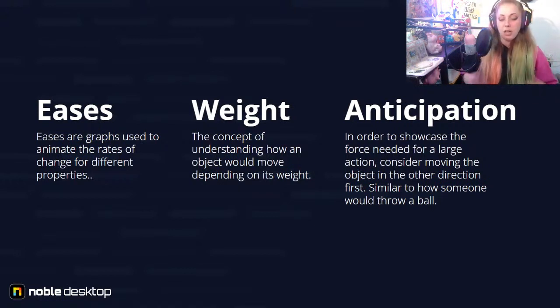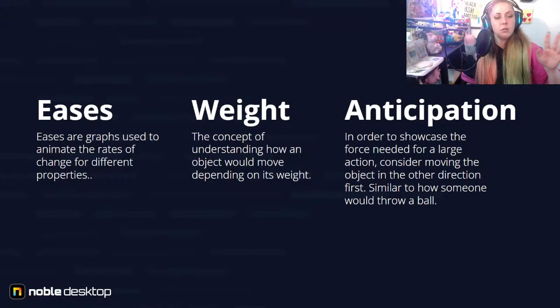So if you want your text to look heavy, maybe it's coming in as a weighted bit of text that could smash down and again have that bit of reverb, which we'll be talking about the actual term for shortly. And then lastly, you have the anticipation, which, in order to showcase the force needed for a large action, consider having the object move in the opposite direction.